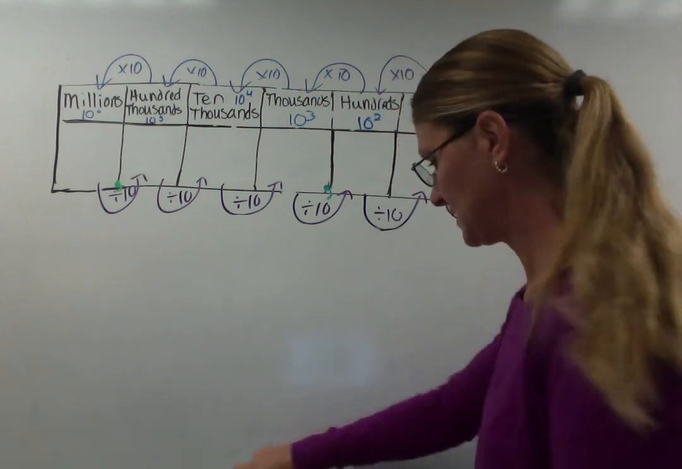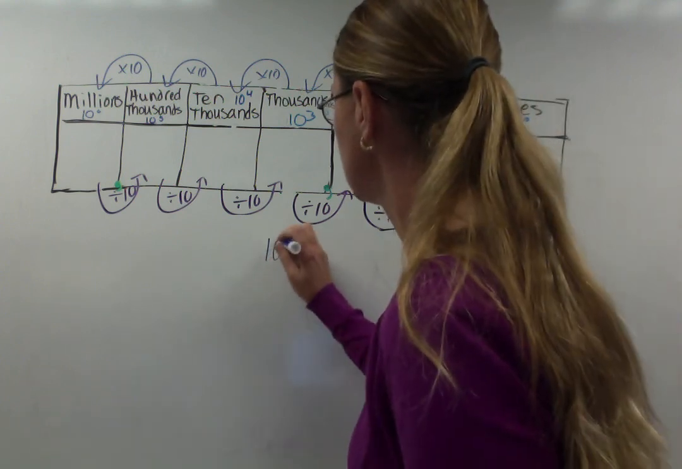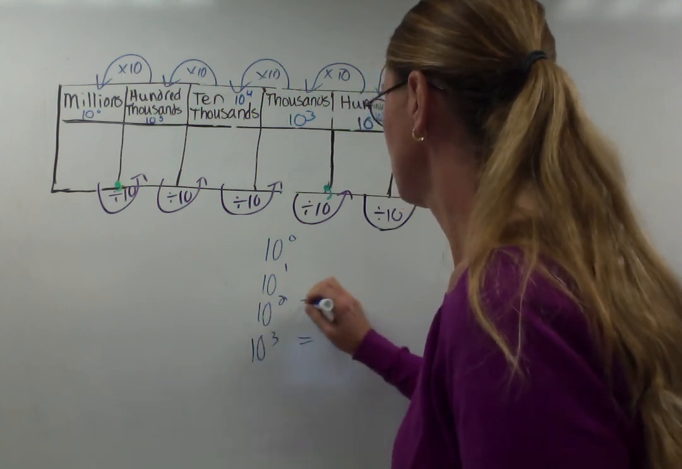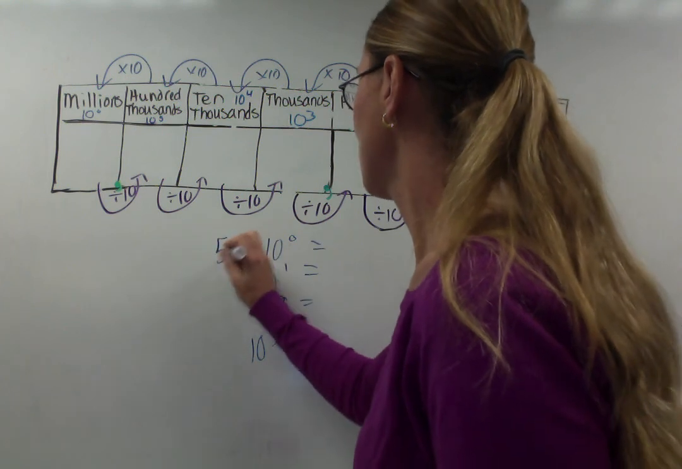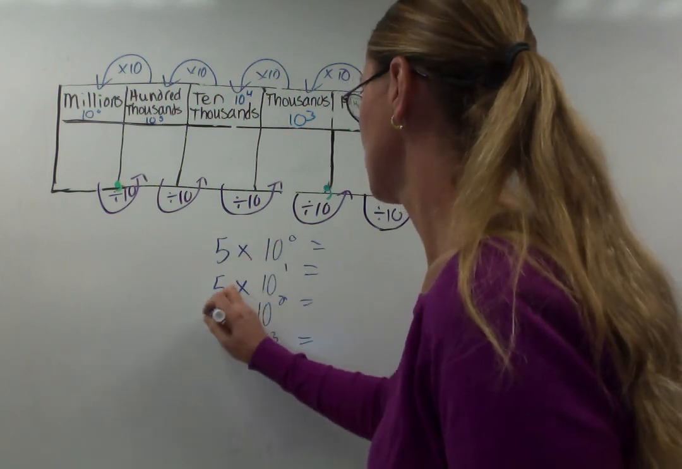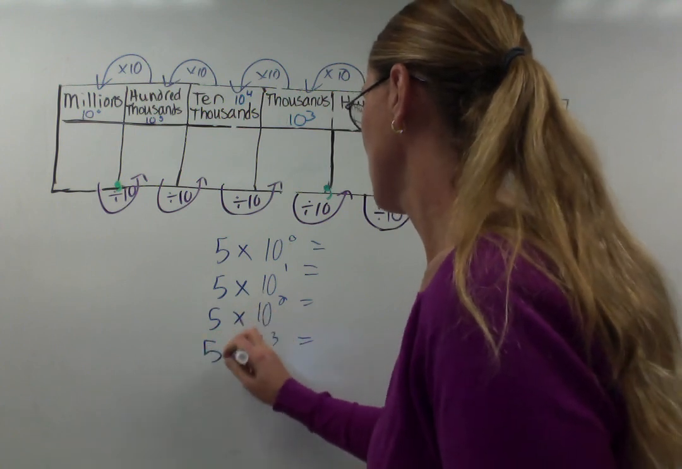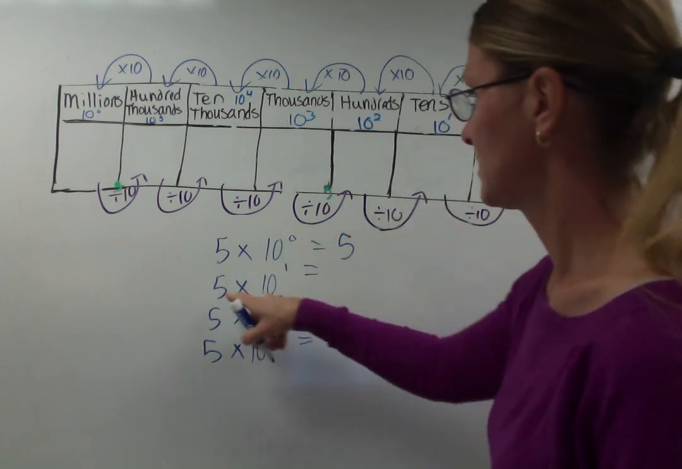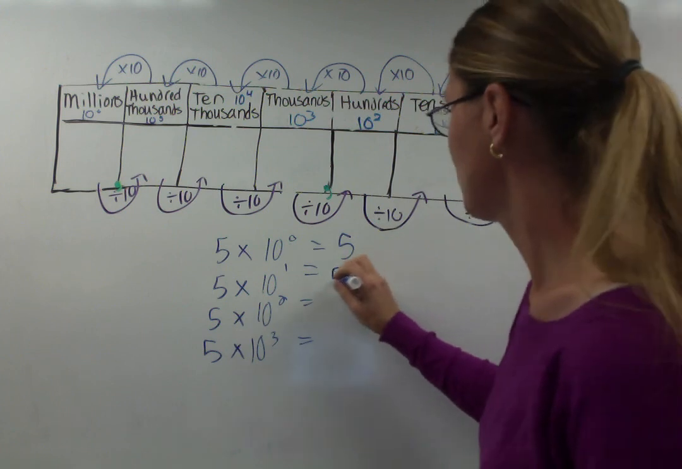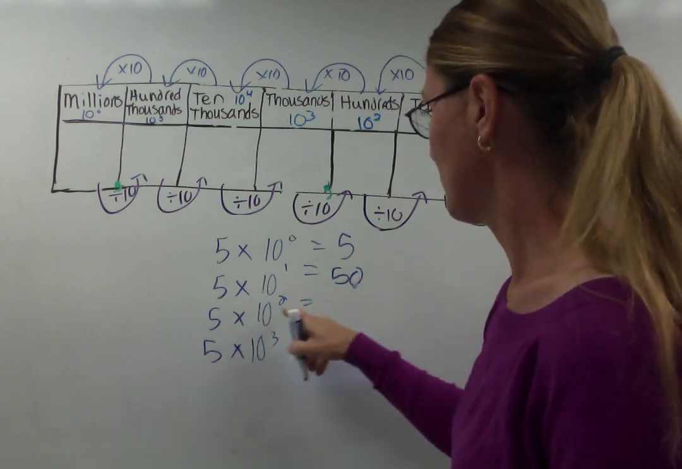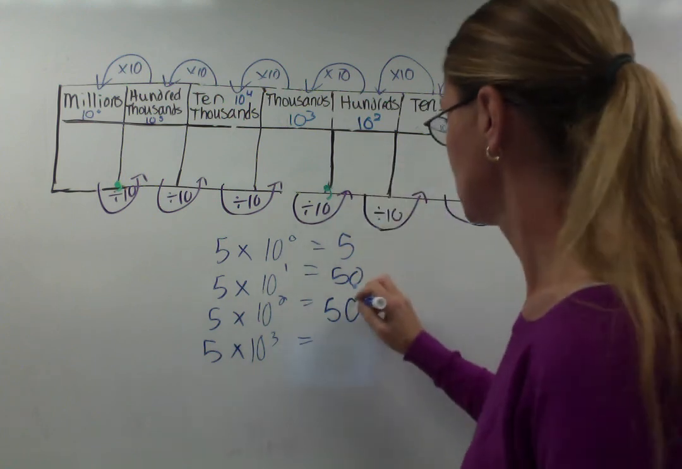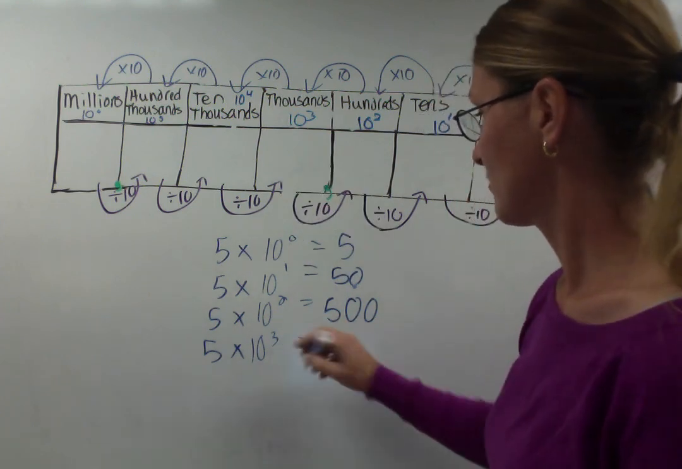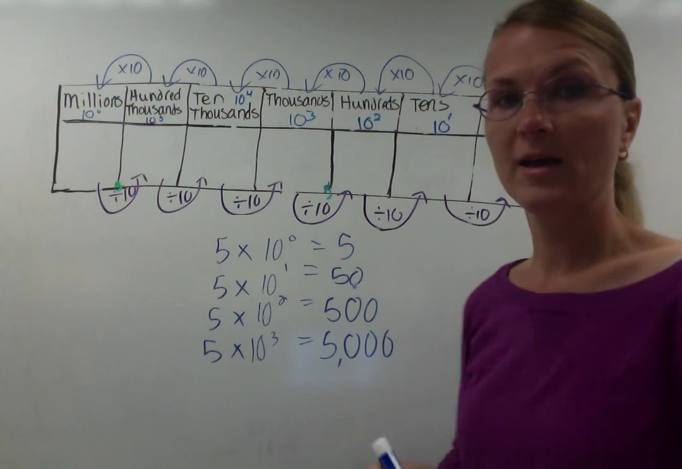If you start from 10 to the 0, 10 to the first, 10 to the second, 10 to the third, and so on, then 5 times 10 to the 0 is just going to be 5 because that's the ones place, no zeros. 5 times 10 to the first is the tens place, it would be 50. 5 times 10 to the second, the hundreds place, 2 zeros. 5 times 10 to the third, that's the thousands place, a 5 with 3 zeros. Okay, so we're going to try some of that today.